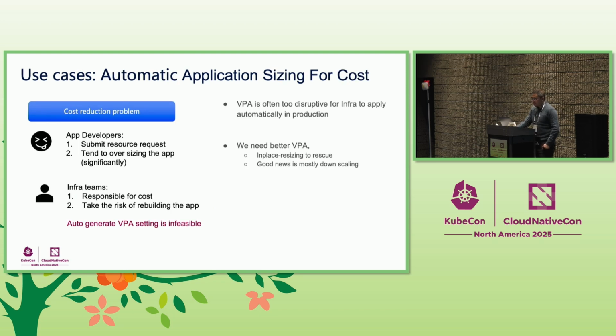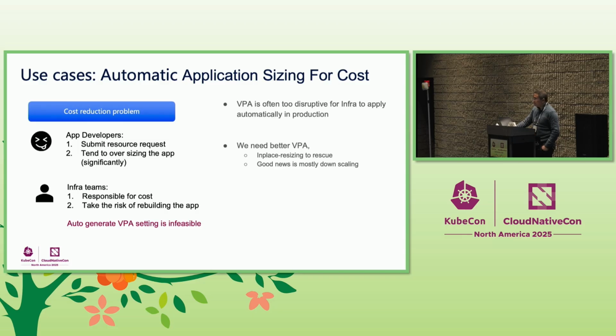Another common use case is automatic application sizing. This problem arises because in most medium or large companies, there is a gap between the app developer team and the infra team. The app developer team is responsible for submitting the actual resource requests. But as developers, they deliberately oversize their applications and often significantly overestimate their resource requirements.